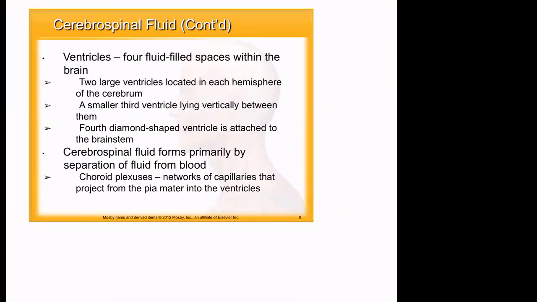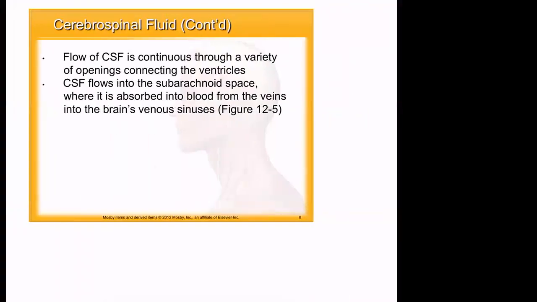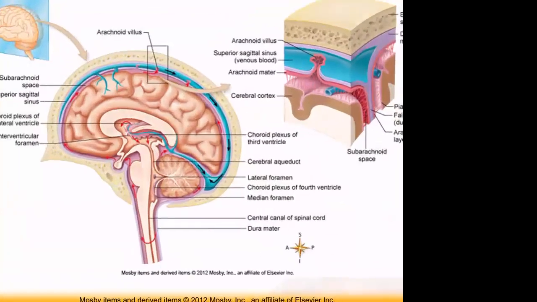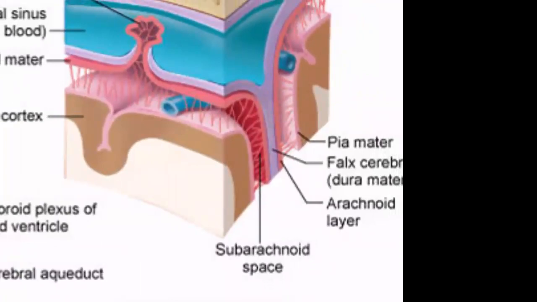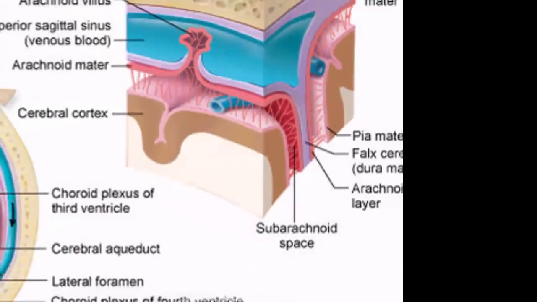Okay, there's the ventricles. So there's basically 4 of them. CSF flows into the subarachnoid space. That's the space that looks like a spider web. Oh wait, there's a picture of it. There we go. That's a good picture of it. You can see the spider web looking area called the subarachnoid space, and the fluid's going to be distributed throughout that area.